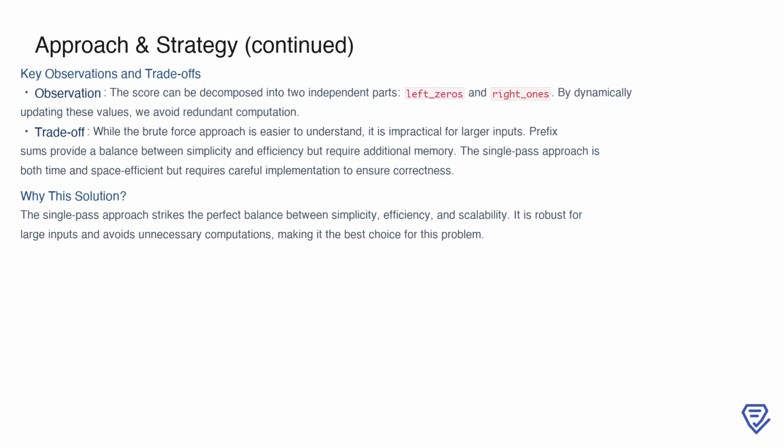While the brute force approach is simple to understand, it is computationally expensive. The prefix sum method offers a middle ground with better efficiency but requires extra memory. The single pass approach, on the other hand, achieves the best balance by being both time and space efficient. It is particularly well suited for large inputs, as it avoids unnecessary computations and memory overhead. This makes it the most robust and scalable solution to the problem.